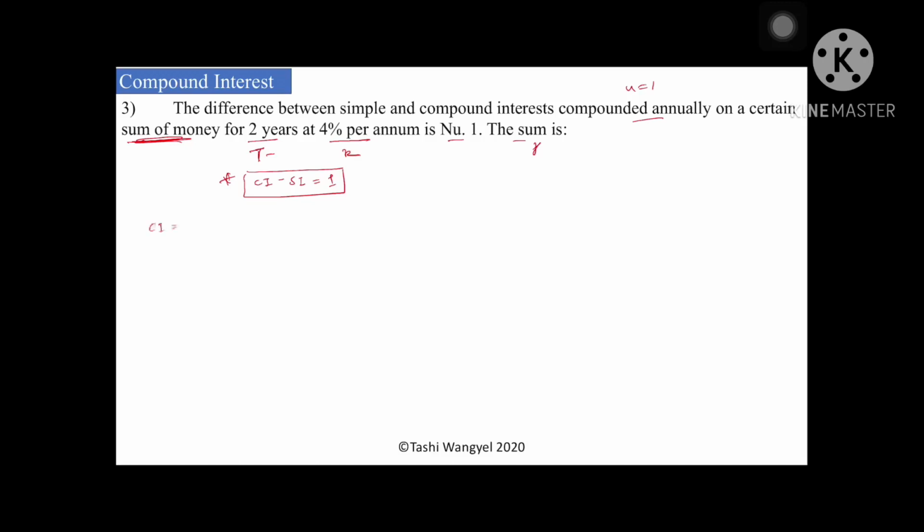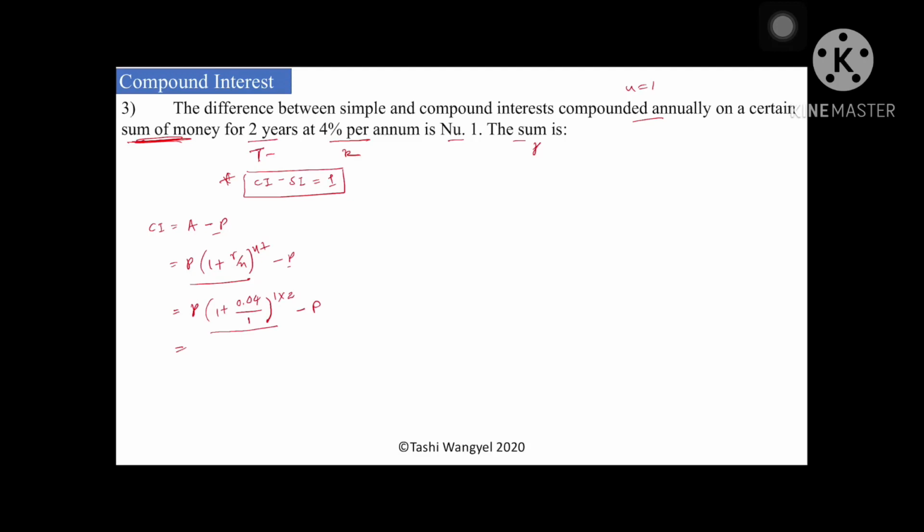Compound interest, we know, is equal to amount minus principal. The amount formula is P(1 + r/n)^(nt) minus P. So P times (1 + the rate, 4% means 4/100 = 0.04), compounded annually so n equals 1, times for 2 years, minus P. Then use the calculator.